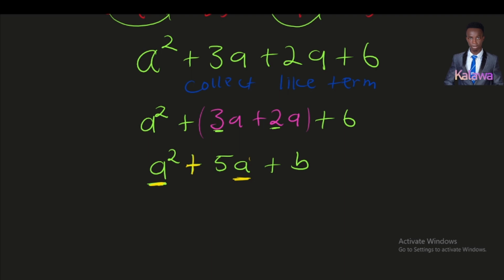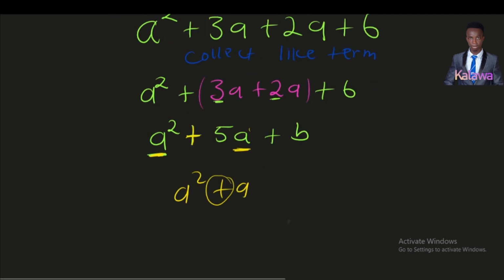They can never be like terms. So don't see a square and then let's just take the fiber. Let's just say we say a square plus a. They are not like terms, because the sign between them makes them not to be like terms.